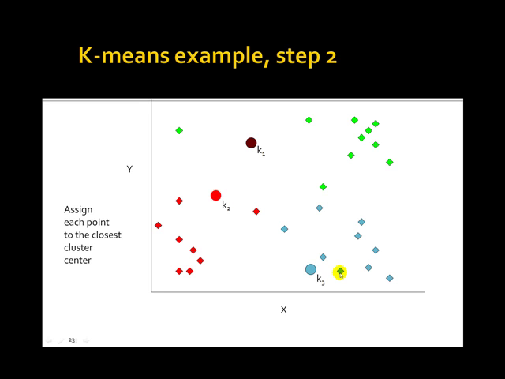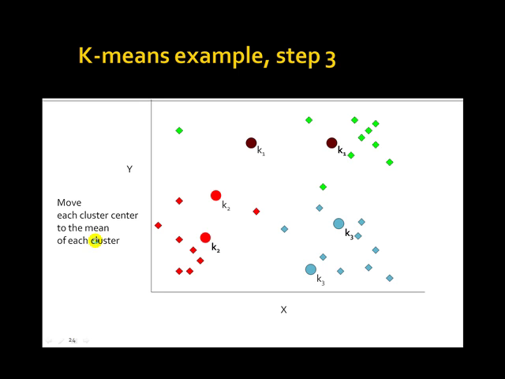So we get this. These points are all in a group closest to this so-called center. It's obviously not the center. These points are closest to this, so they're in one group. And these points are all closest to this, so they're all in one group. So assign each point to the closest cluster center.